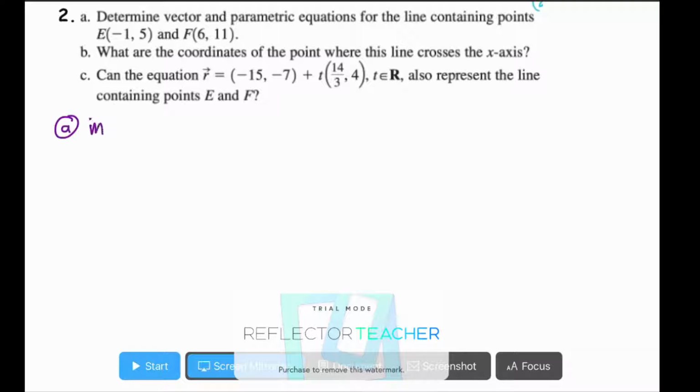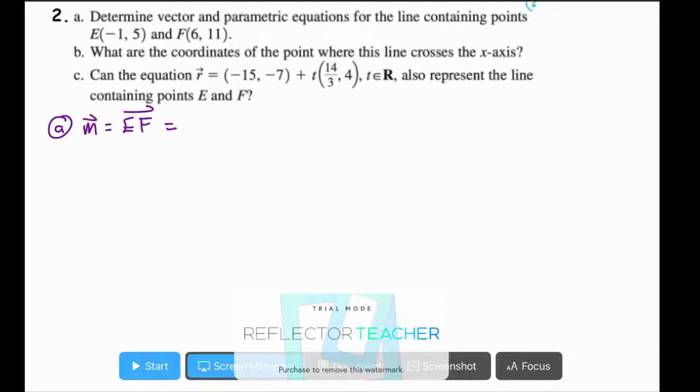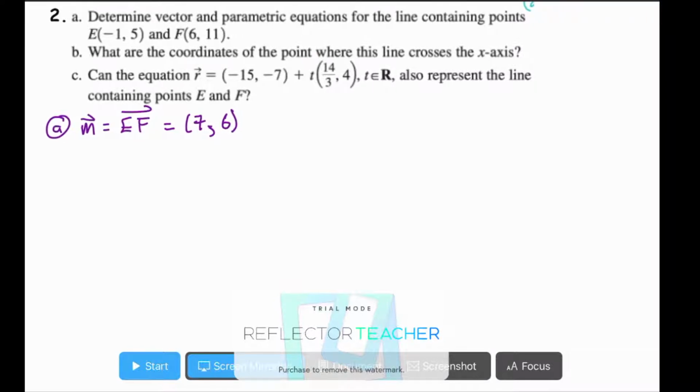So direction vector m is going to be equal to vector EF. And we can find that quickly. Subtract our x values: 6 minus -1 is 7. And 11 minus 5 is 6. I'm just not showing my work because we've gone through this enough times now. And I'm going to consider my point E, (-1, 5).